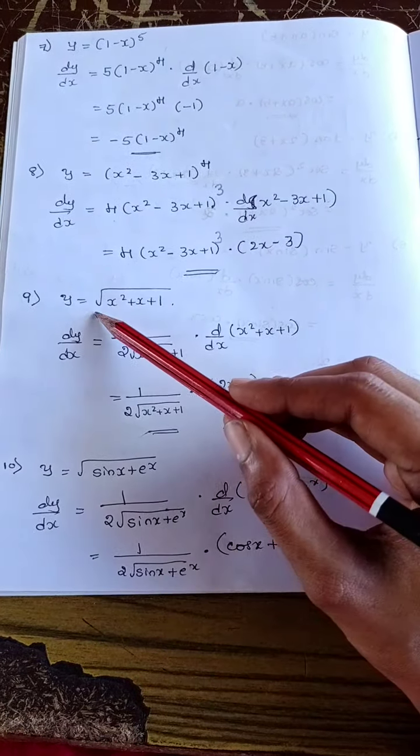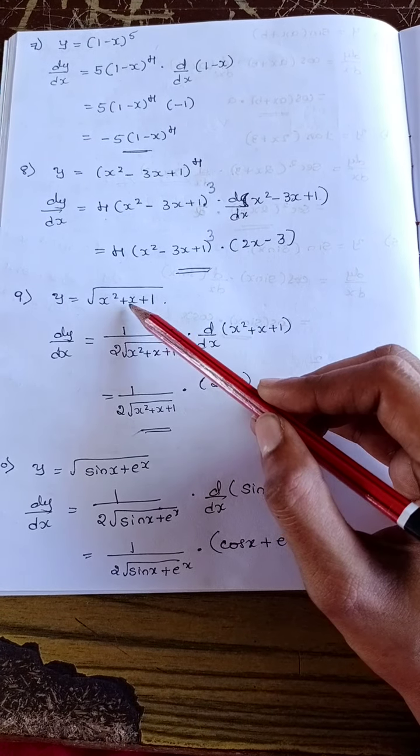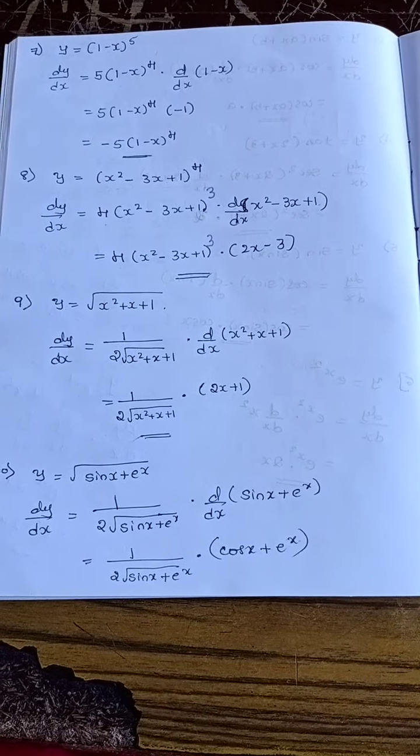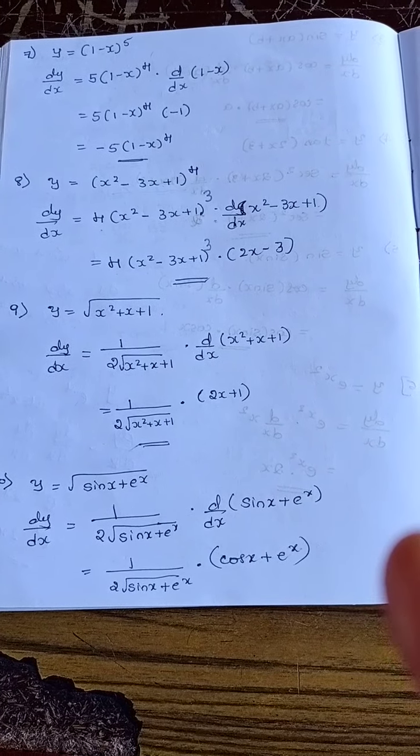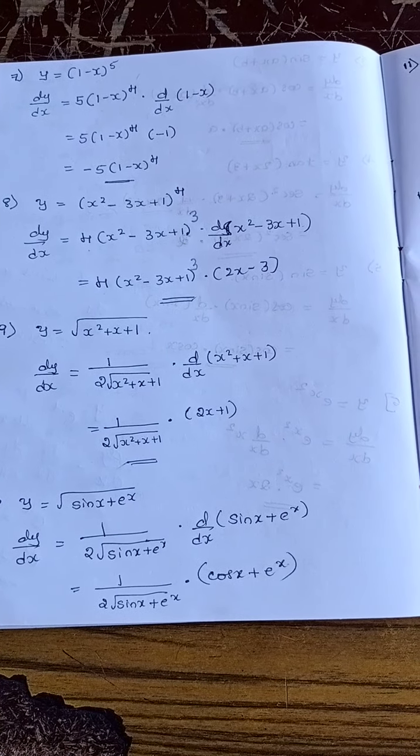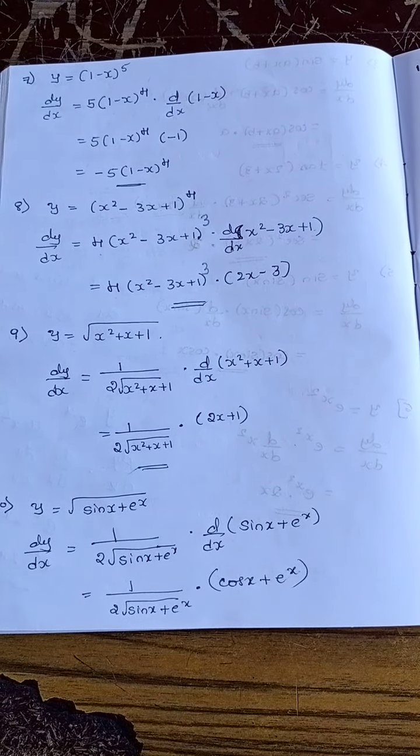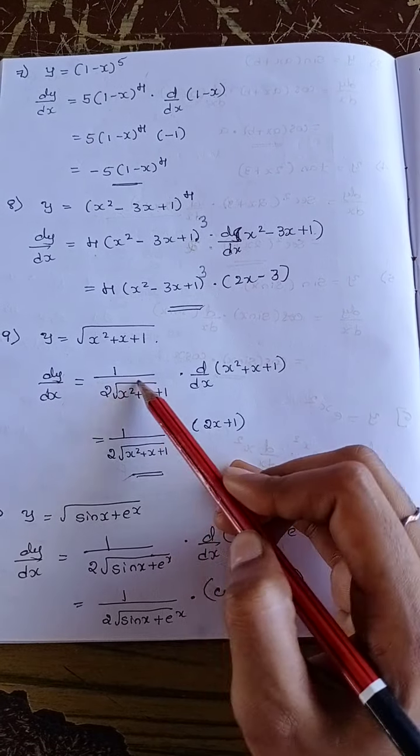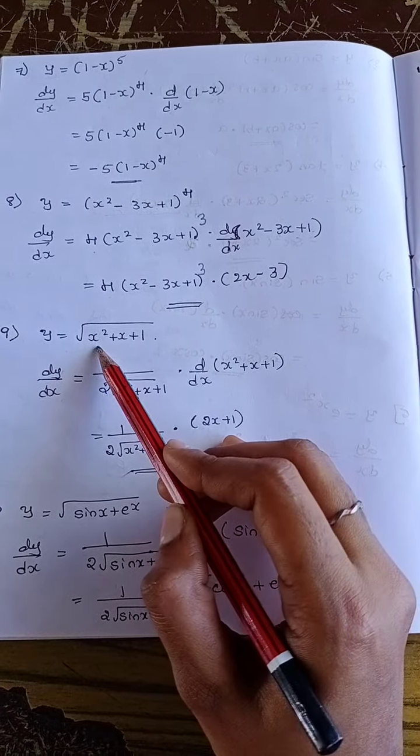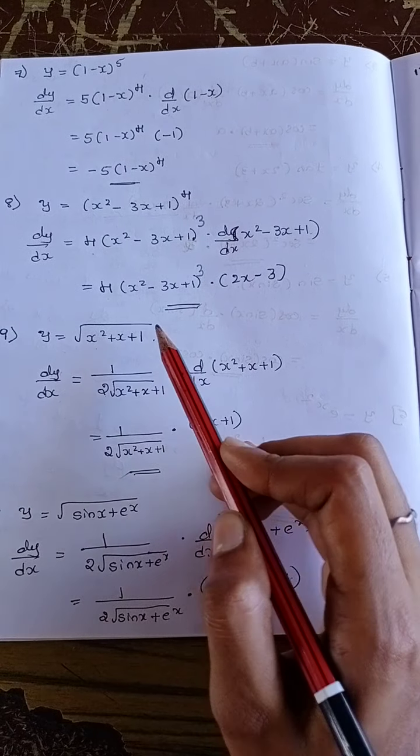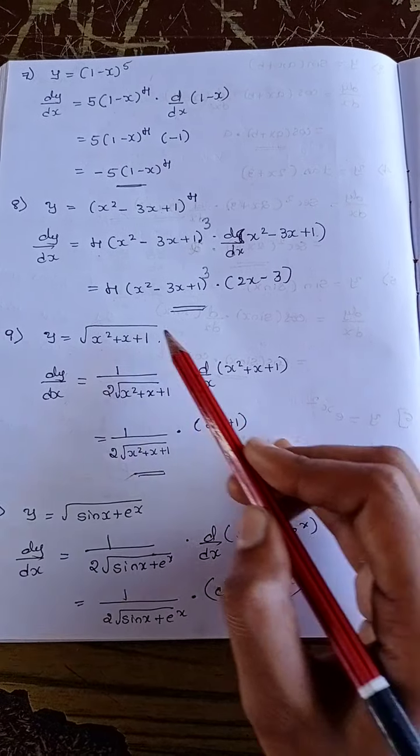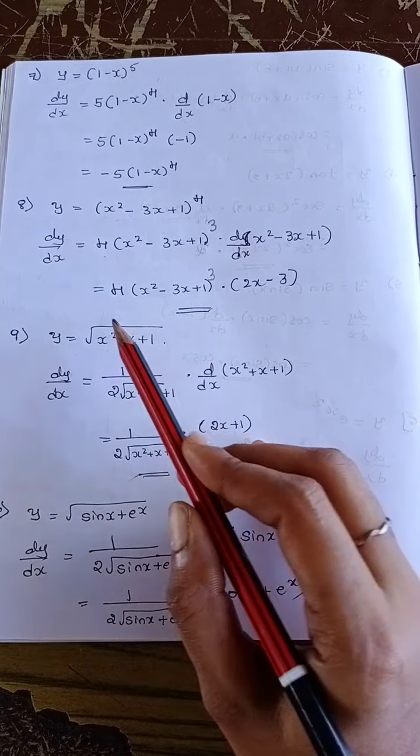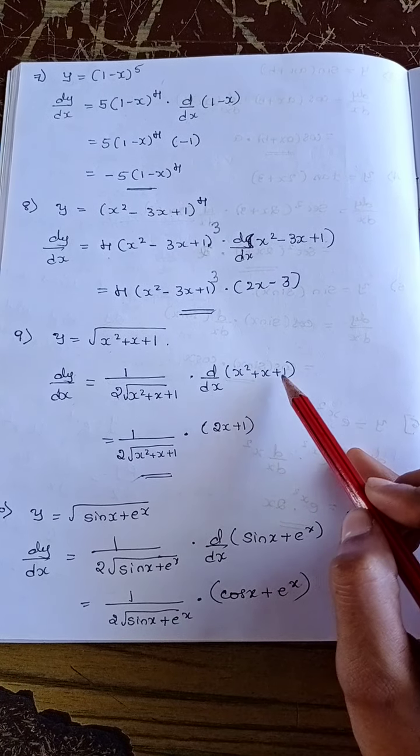Next problem is y is equal to square root of x square plus x plus 1. Differentiation of any square root term: the differentiation of square root of x is equal to 1 by 2 into root x. Therefore dy by dx is equal to 1 by 2 into root of this element, that is x square plus x plus 1, into differentiation of the term inside the root, that is x square plus x plus 1.